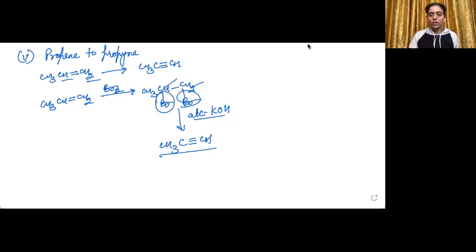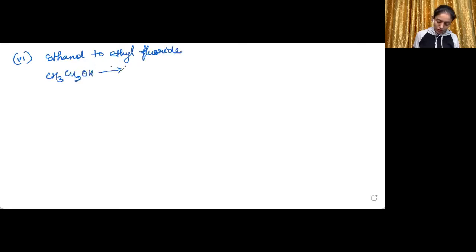Okay, so let's now move into question number 6. That is the sixth part of question number 11, not 12, 11. So it is the sixth part, ethanol to ethyl fluoride. Ethanol to ethyl fluoride, CH3, CH2OH. We need to convert it into C2H5F or CH3, CH2F.